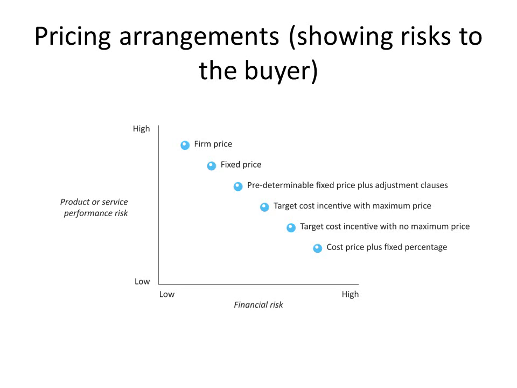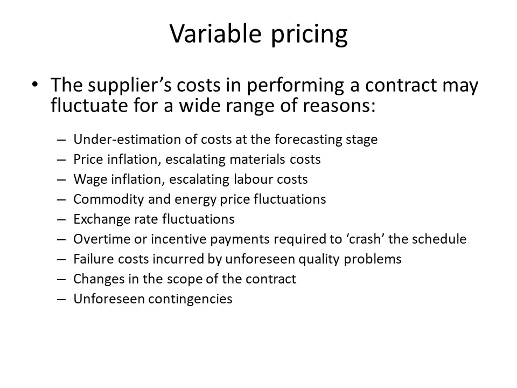Pricing arrangements showing risk. Financial risk is practically nil if you go for a firm price, but financial risk to the buyer is very high if you go for cost price plus a fixed percentage, and then there are the various options in between, from fixed price through to target cost.